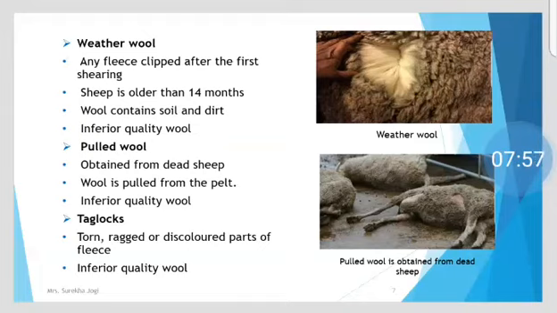Then next is pulled wool. When wool is obtained from a dead sheep by pulling the hair from the pelt, it is termed pulled wool. Sometimes sheep are raised for meat and slaughtered for meat, and their wool is pulled out from the pelt. Here slaughtering means to kill an animal usually for food. Some chemicals are used on the pelt before pulling. Regarding quality, fibers obtained from pulled wool are of inferior quality.